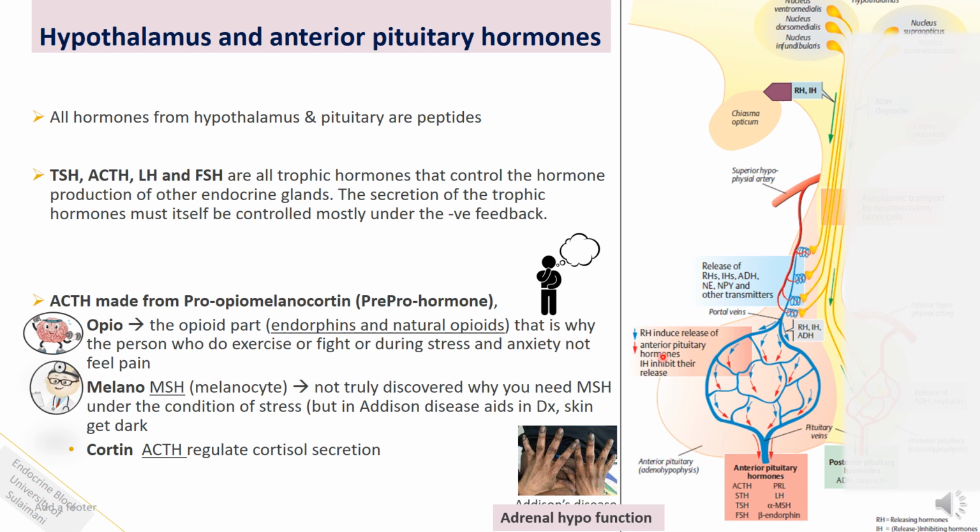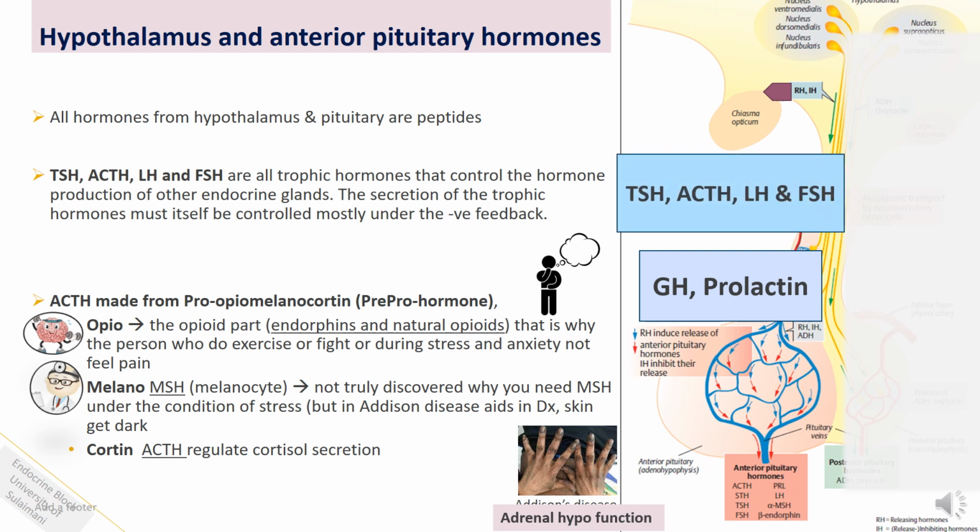How? First, come to the anterior pituitary hormones. There are hormones released from the anterior pituitary, like growth hormone and prolactin. Growth hormone causes growth, and prolactin affects the mammary glands, which are exocrine glands, not endocrine. So these two hormones of the anterior pituitary act on cells other than the endocrine glands.